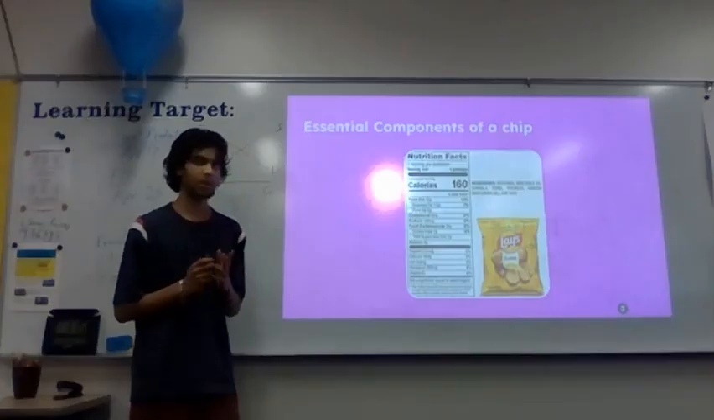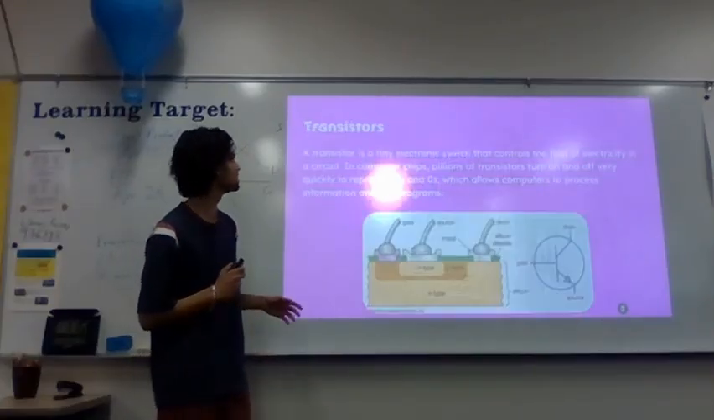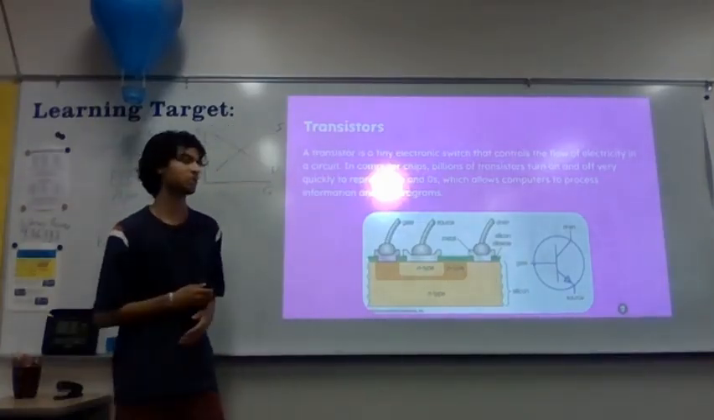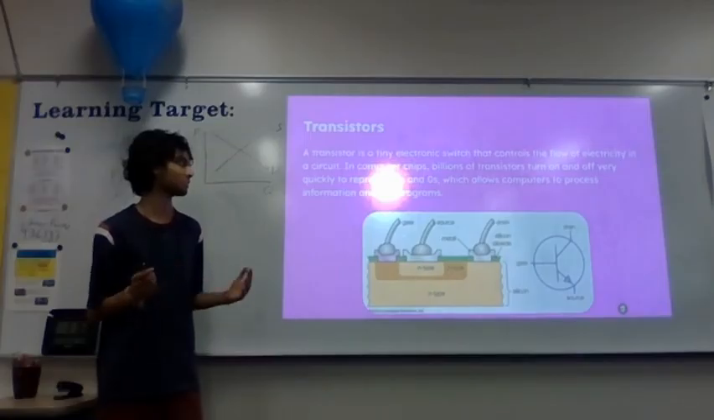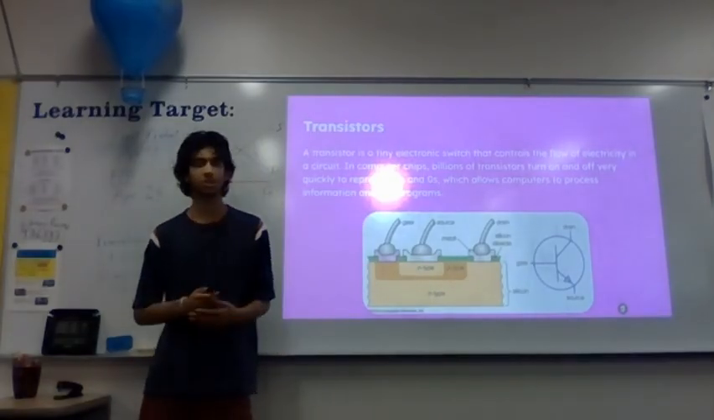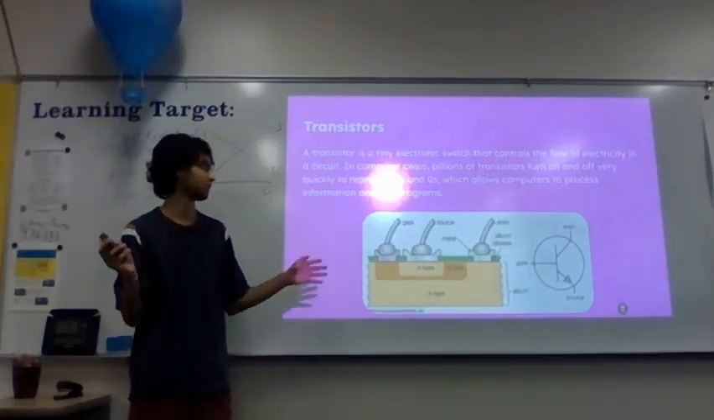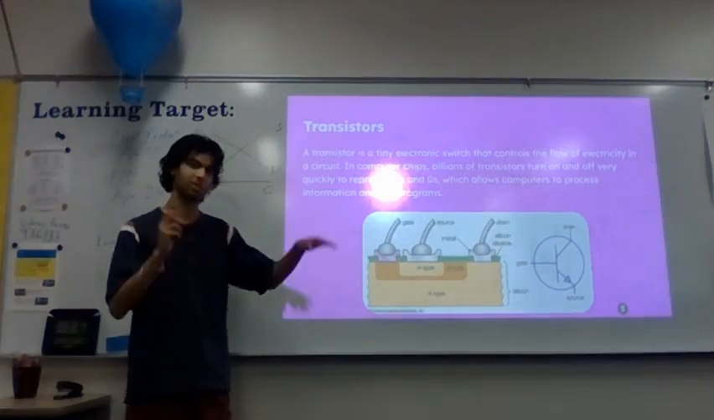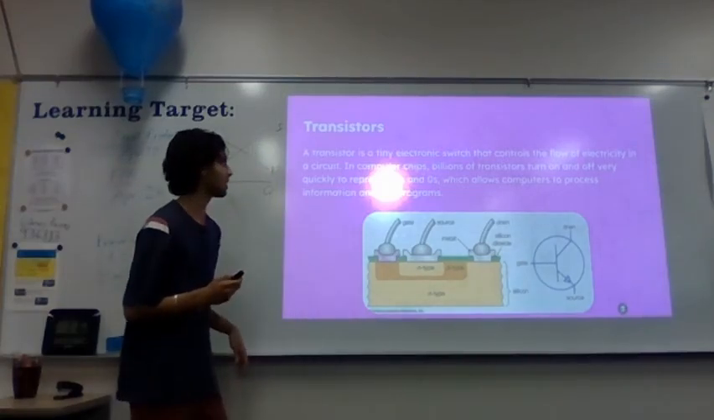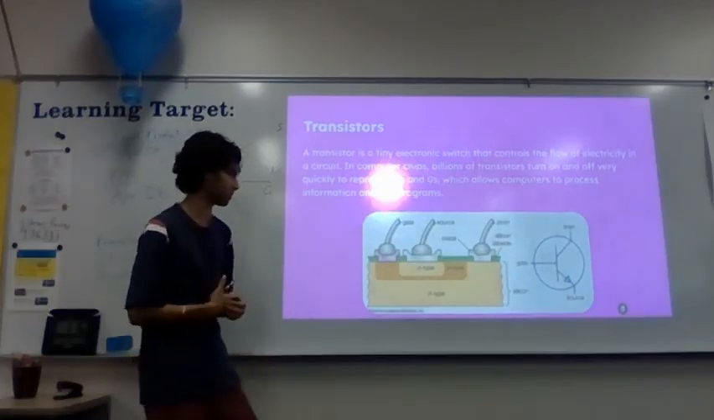Now I will talk about the essential components of a chip. Transistors. A transistor is a tiny electronic switch that controls the flow of electricity in a circuit. In computers, billions of these transistors are required, and they turn off and on really quickly to get those ones and zeros that you see. Computers run on ones and zeros. This allows computers to process and run information pretty quickly.